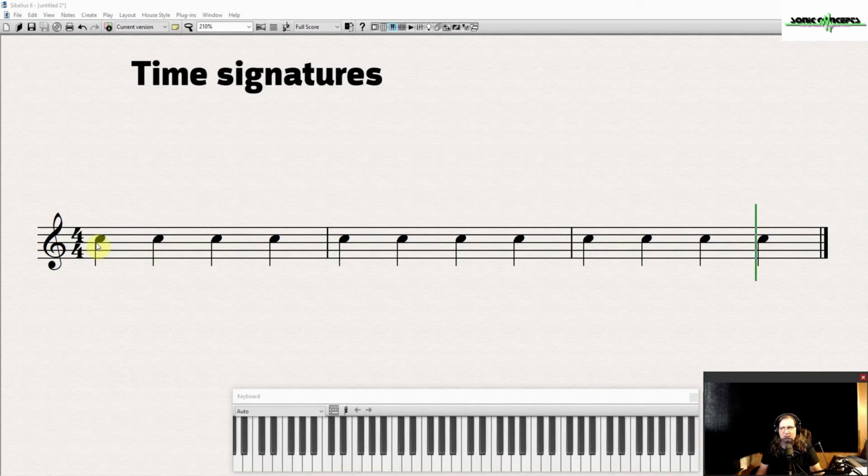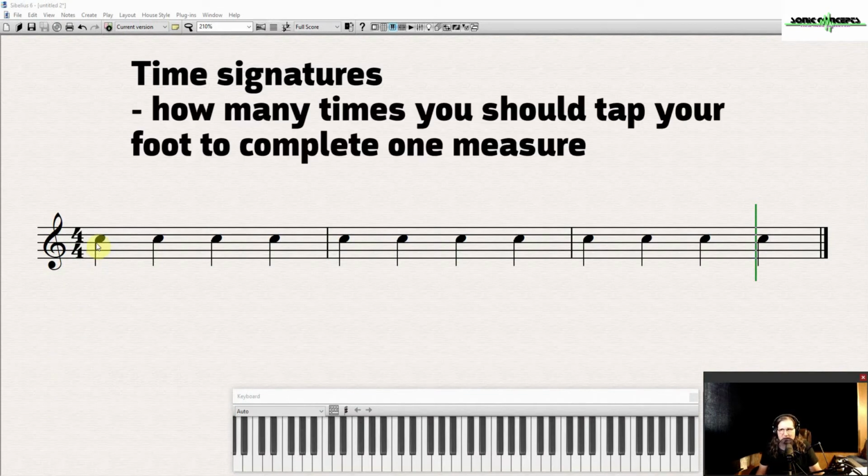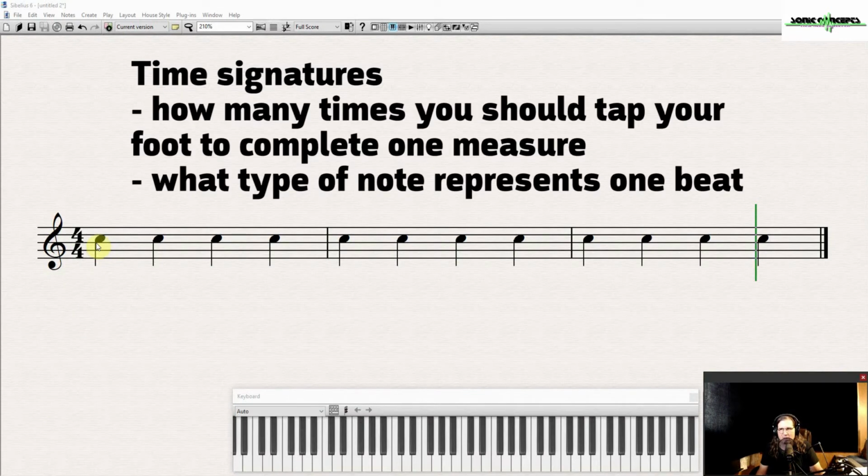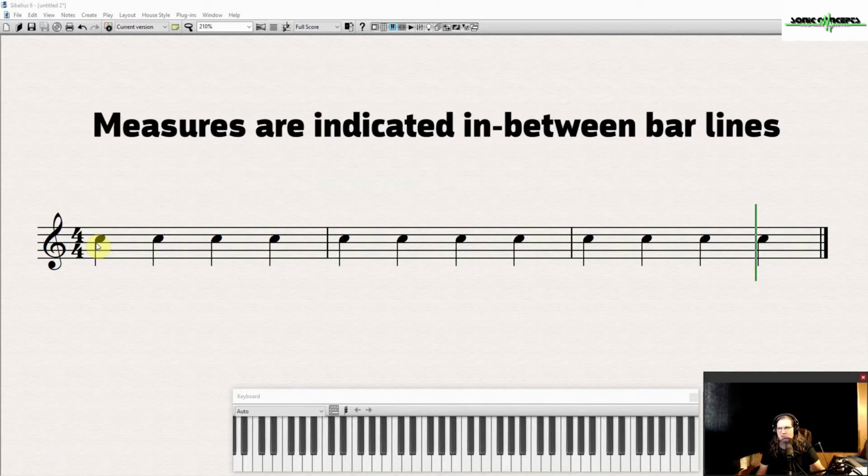Time signatures tell you how many times you should tap your foot to complete one measure and what type of note represents one beat. As stated in an earlier episode, measures are indicated in between bar lines. So here's a bar line and here's a bar line. That's one measure. Here's a bar line. Here's a bar line. That's two measures.